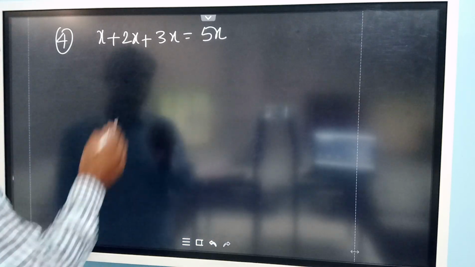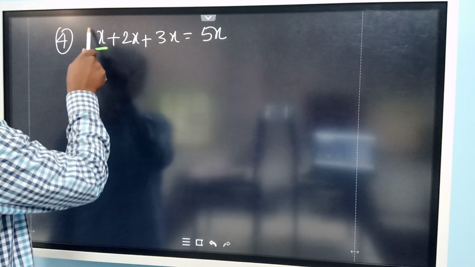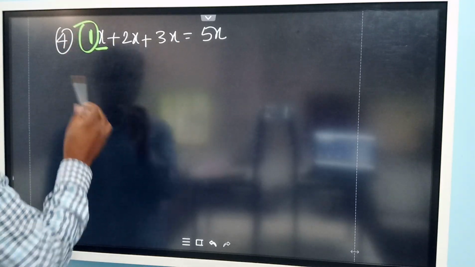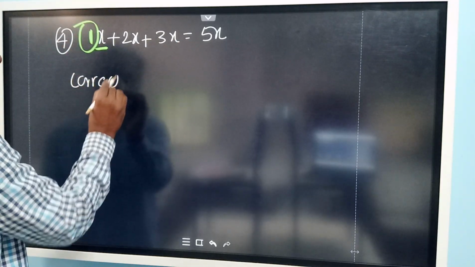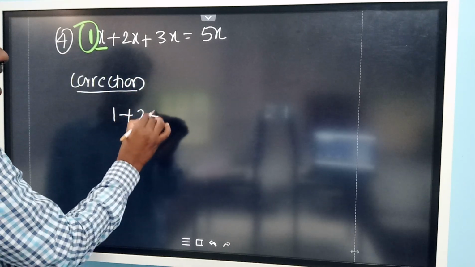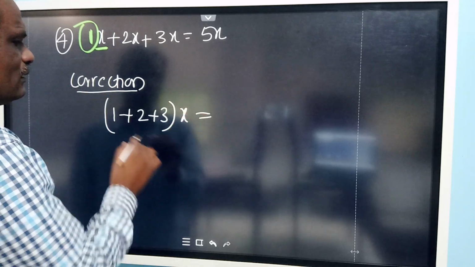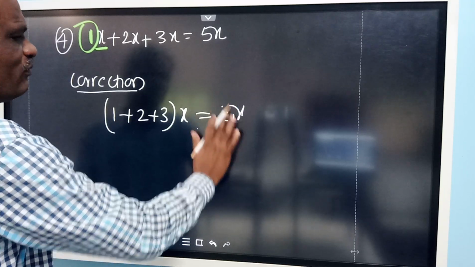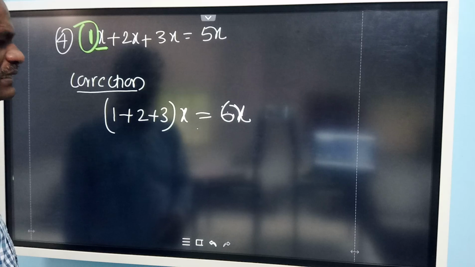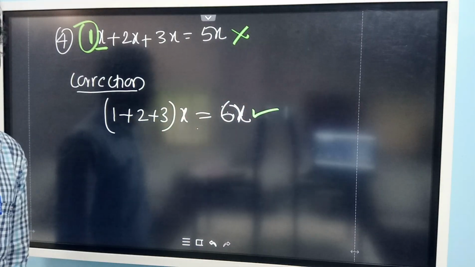See, we said x means we should consider it as 1. The coefficient of x you should consider as 1. So this one is not included here. So therefore the correction here, what is the correct form? 1 must be included. So 1 plus 2 plus 3 you should add. So then you will get the answer 6x, not 5x. 3 plus 2 is 5, 5 plus 1 is 6x. So the answer is 6x. This is wrong, not 5x.